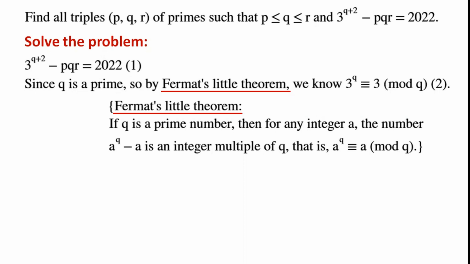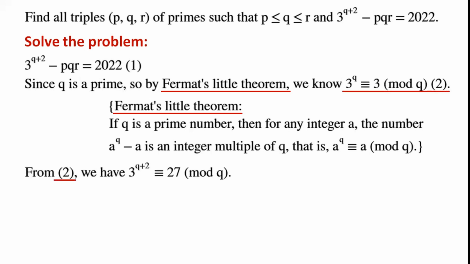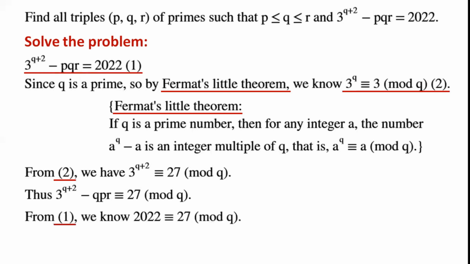We know that 3 to the power of Q is congruent to 3 mod Q. From equation 2, we have 3 to the power of Q plus 2 is congruent to 27 mod Q. Thus, 3 to the power of Q plus 2 minus QPR is congruent to 27 mod Q. From equation 1, we know that 2022 is congruent to 27 mod Q. Hence, 2022 minus 27 is congruent to 0 mod Q.